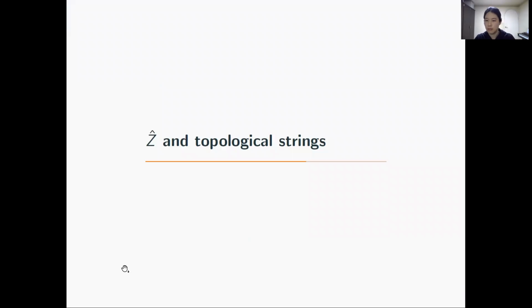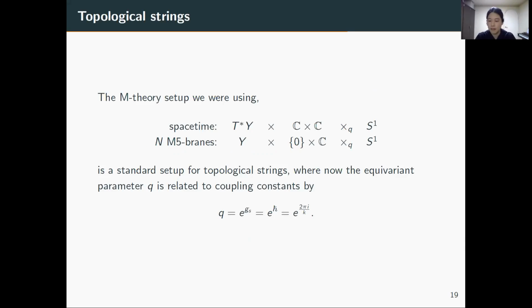If there are no other questions, let me start discussing the connection to topological strings. From the physics point of view, this connection is quite natural because the setup we've been using is also a standard setup for topological strings. The equivariant parameter Q we were using is related to the string coupling constant by Q equals e to the g_s, the string coupling constant.